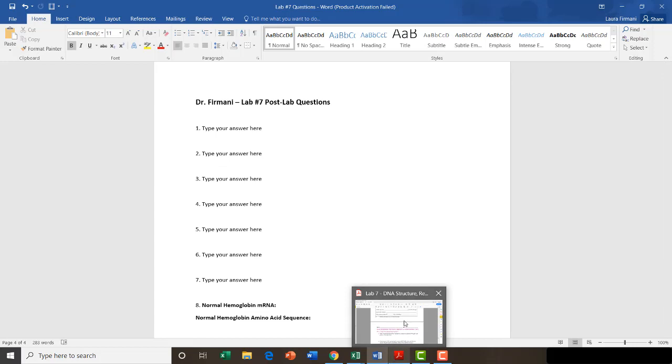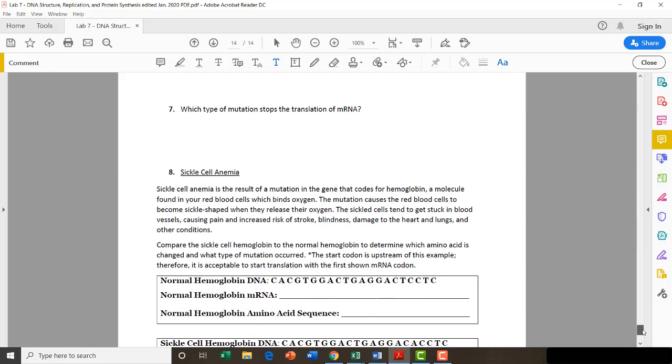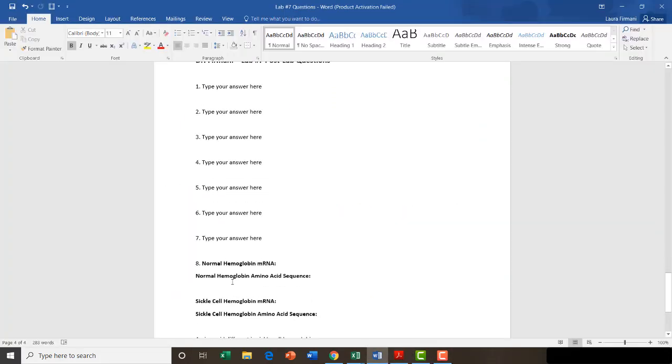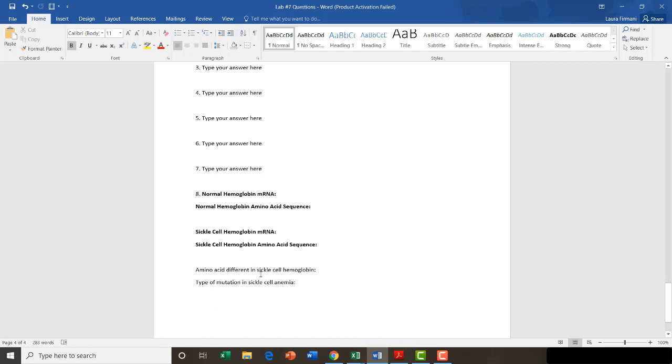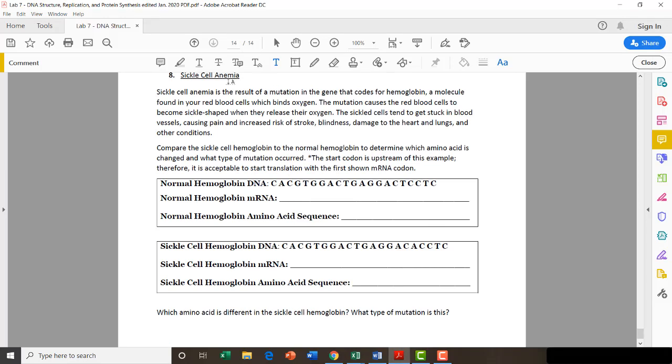So your post-lab questions are very straightforward, and you can just answer them simply in your Word document. You have 8 different ones. 1 through 7 can be answered just straight out. And then number 8 has to do with sickle cell anemia. So let's just look at question number 8. In question number 8, you're going to read about sickle cell anemia.